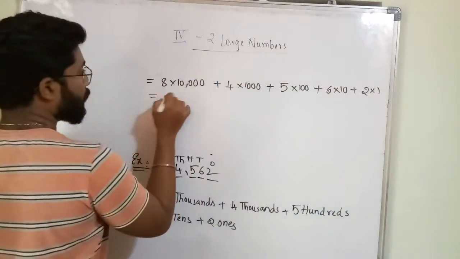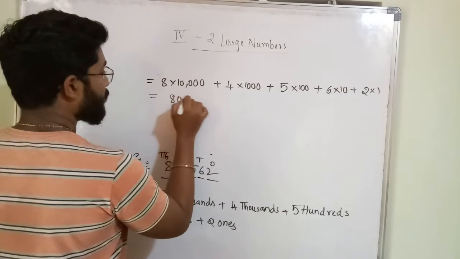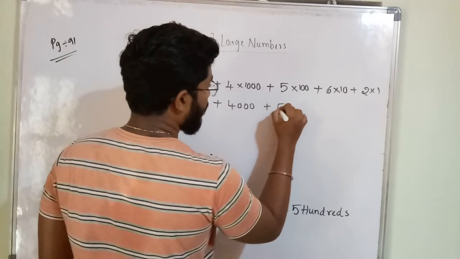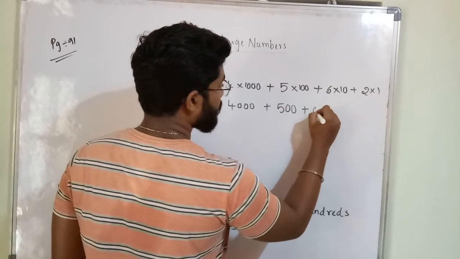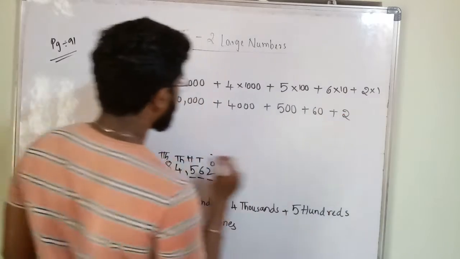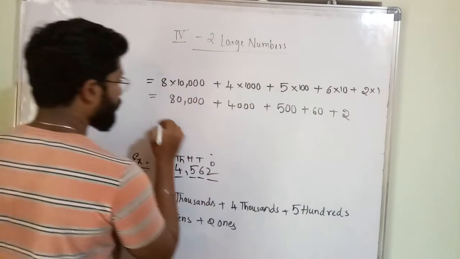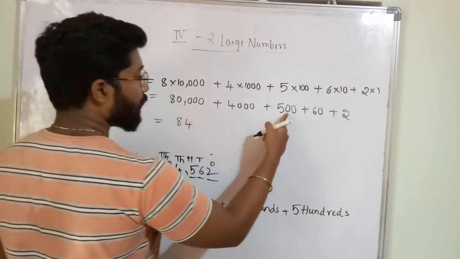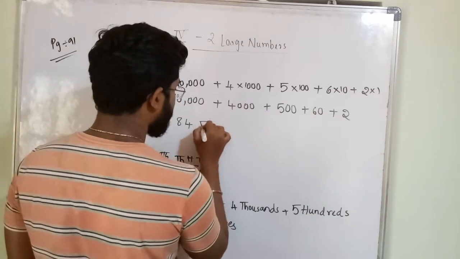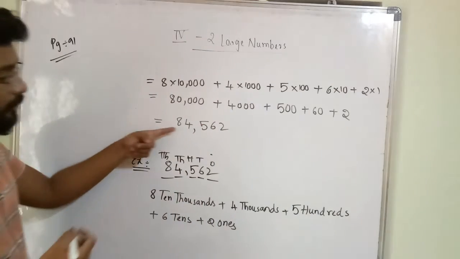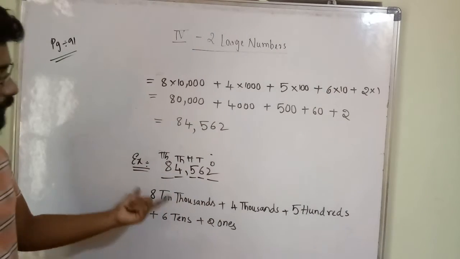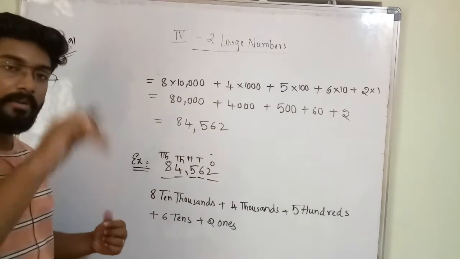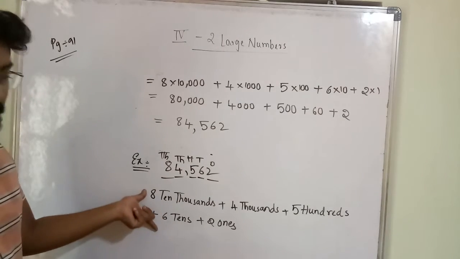Clear? So 8 into 10,000 means 80,000, plus 4 into 1,000 means 4,000, plus 5 into 100 means 500, plus 6 into 10 means 60, plus 2 into 1 means 2. If you add all of this, what you will get? 80,000 plus 4,000, 84,000, 500 plus 60 plus 2, 562. Did you get the same value or not? So if you find out the place values of every digit in the given number, if you add all of them, then that is called the expanded form.